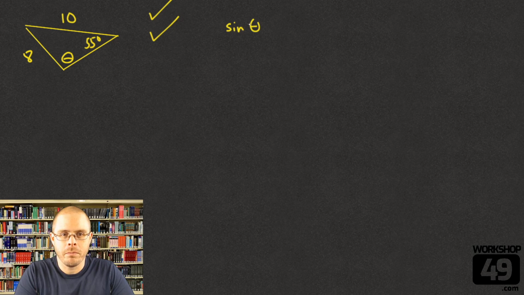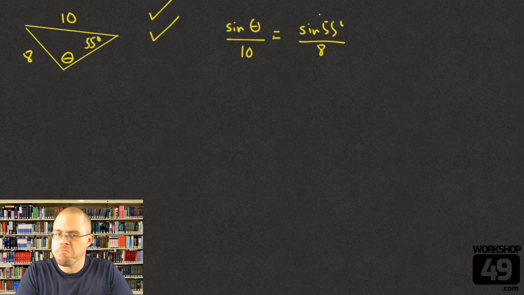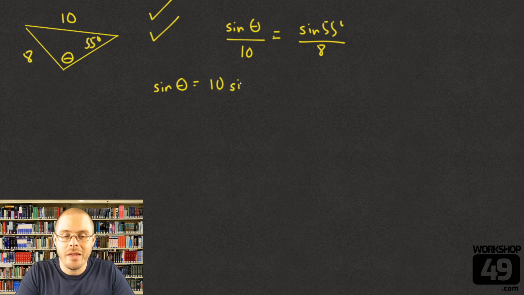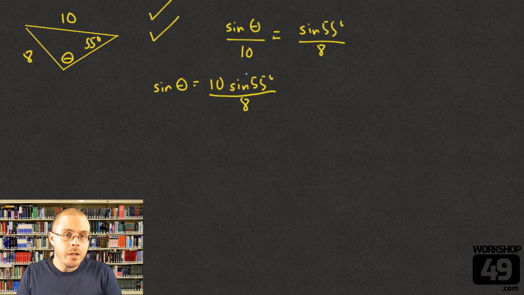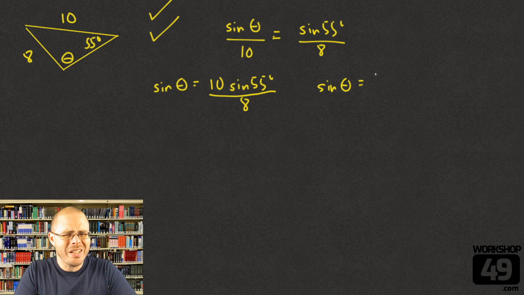Let's solve for theta. We set up our law of sines. Sine of theta over 10 is equal to our sine of 55 over 8. No problems so far. We clean this up. Sine of theta is equal to 10 sine 55 over 8. Still looking good. We know it's the ambiguous case, but there's no reason to believe that there's no answer so far. But when you clean that up, you get sine of theta equals 1.02.